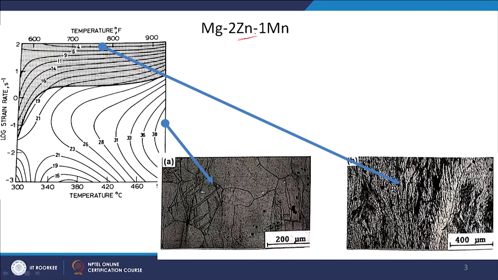So this is a magnesium zinc manganese alloy. Again you can see a processing map is generated, some efficiency contours are there, and you can see the unstable region. One microstructure is from this region where you have high efficiency, 38%, and one microstructure is taken from the unstable region. So you can see very clearly a very nice recrystallized microstructure here, whereas here you can see a lot of flow localization has taken place in these areas. So this is where the instability must be occurring, whereas in this case you can see a nice recrystallized microstructure.